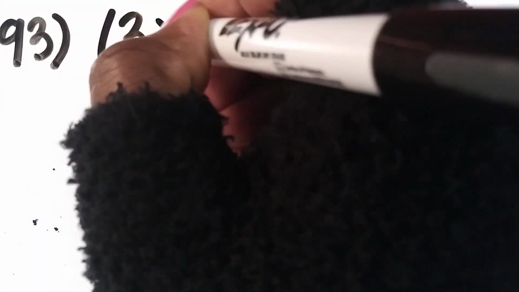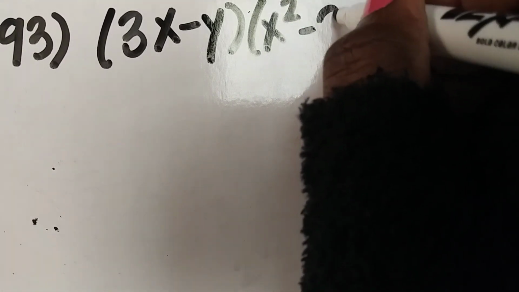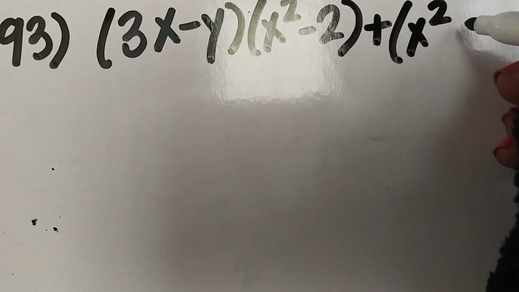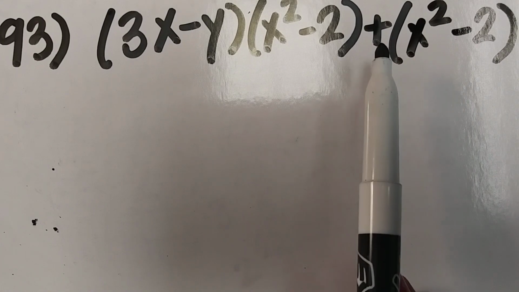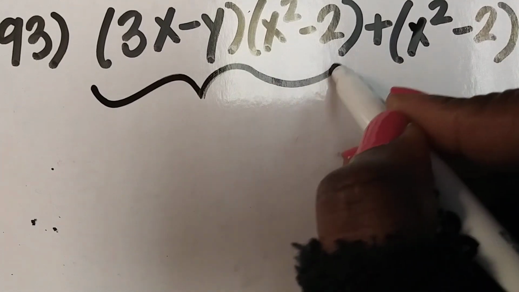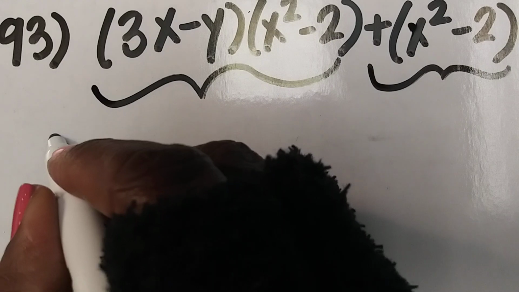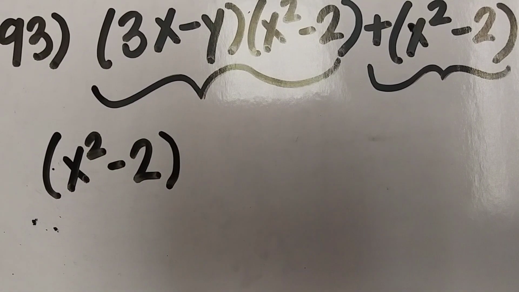Number 93. We have 3x minus y times x squared minus 2 plus x squared minus 2. Again, we want to look at the parts. The plus and minus sign separates the parts. This is one part. This is a second part. What do both parts have in common? They both have an x squared minus 2 in common.